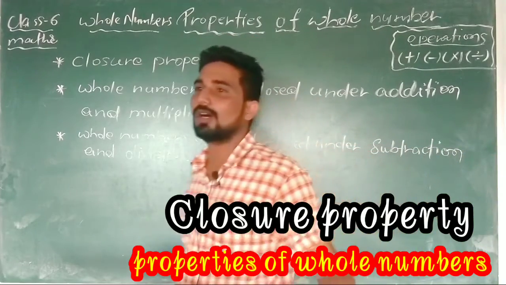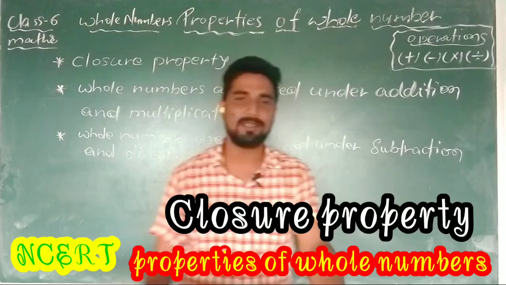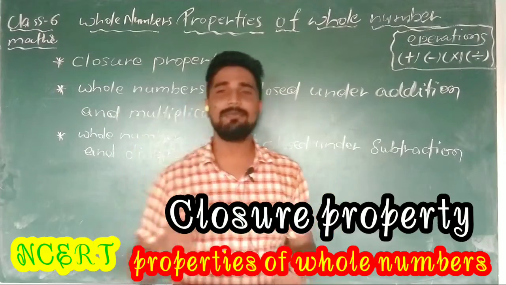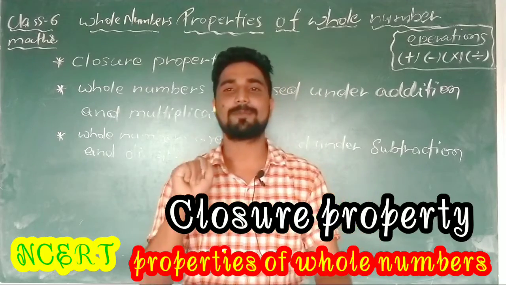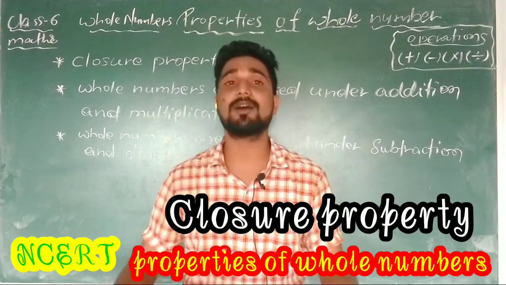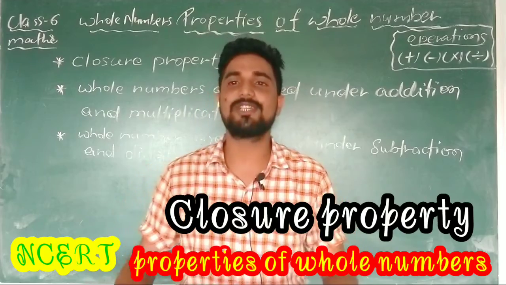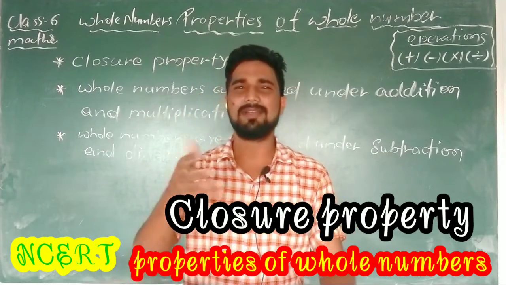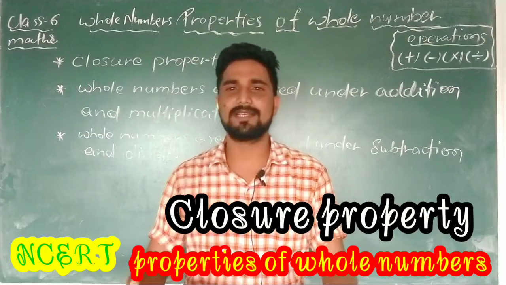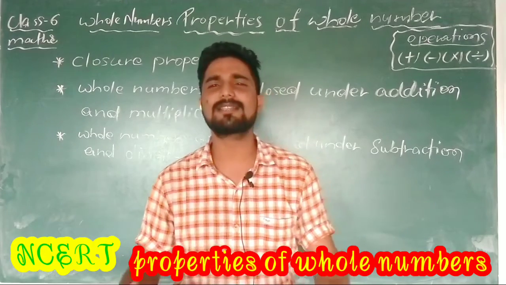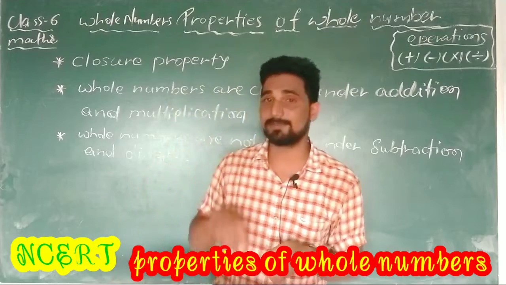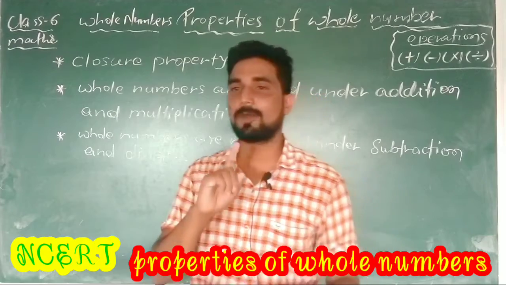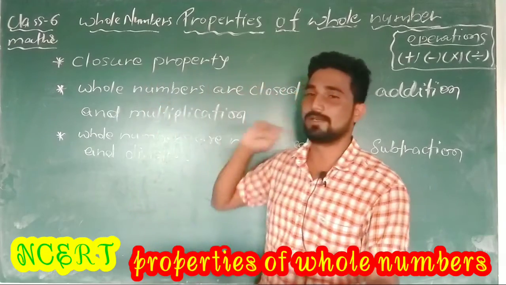I must tell you why we are going to read these properties. There are several properties in mathematics. Here we will talk of one property, that is closure property. Thereafter the other properties are the commutative law or property, associative law or property, distributive law or property. Thereafter additive property, additive existence, and multiplicative property. There are several properties which I will discuss, but in this video I will be discussing one property only, and that is closure property.